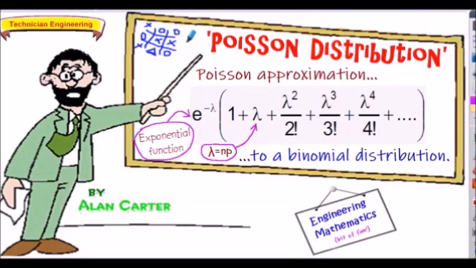Hello, and welcome to this presentation related to the Poisson distribution. The expression below is the Poisson approximation to a binomial distribution. Note in the expression the symbol e relates to the exponential function we reviewed in a previous presentation, and this symbol is the Greek letter lambda.